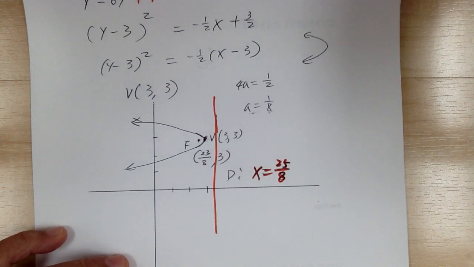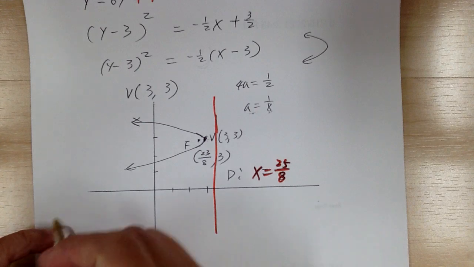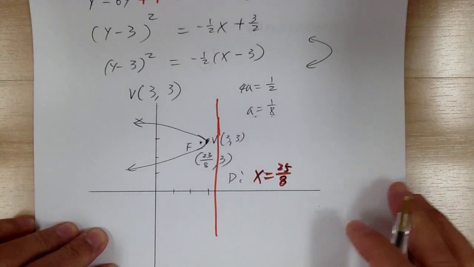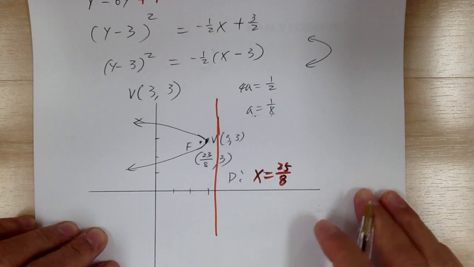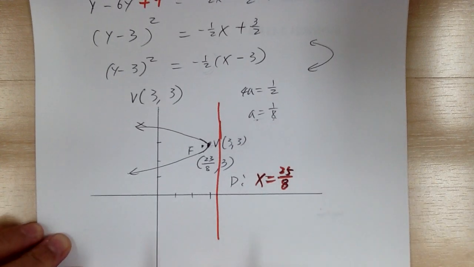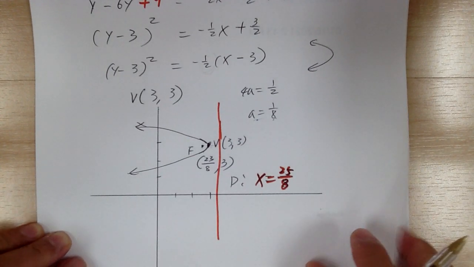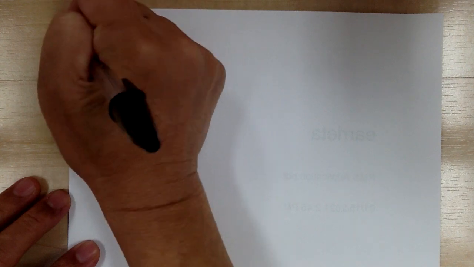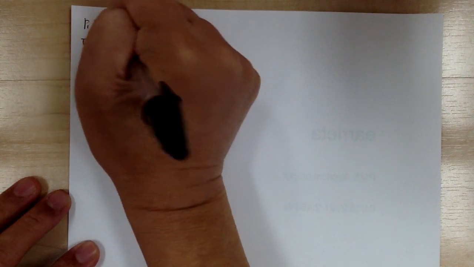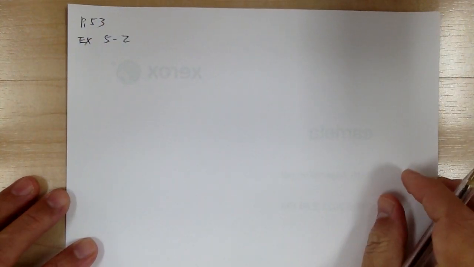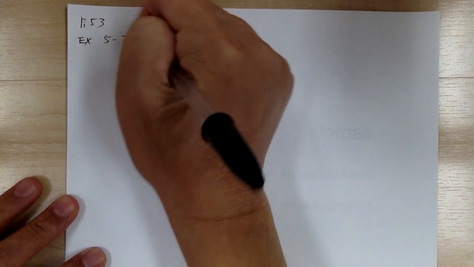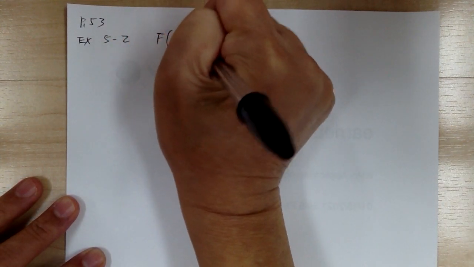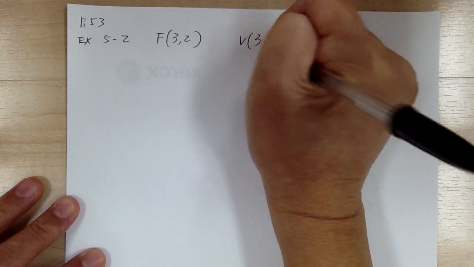Now, the conic section is not too bad if you can sketch it out and it helps you to visualize. Okay. And so that's it for example 5-1. Okay, let's go to 5-2. It says find the equation of a parabola with the focus at 3, 2 and the vertex at 3, 4.